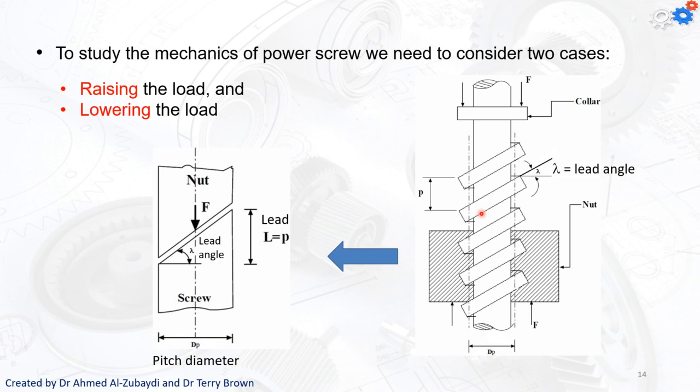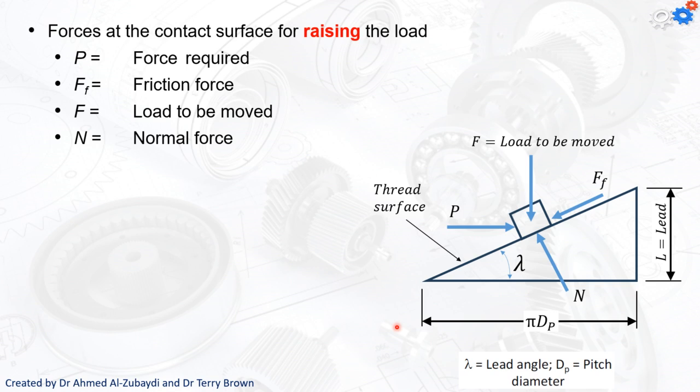To study the mechanics of the power screw, we need to consider two cases. The first is the raising of the load, and the second is the lowering of the load. Now you'll ask, what is the difference? If I'm going to raise the load, the force, which is the weight of the load, is going to be against me. When lowering, it's the opposite way; it helps me go down. So this is the main difference between raising and lowering.